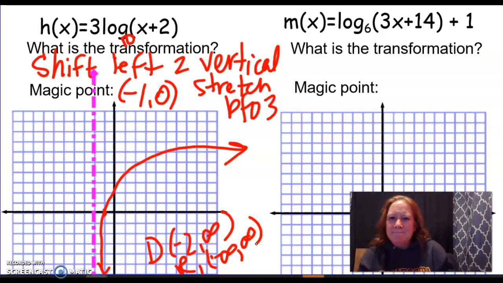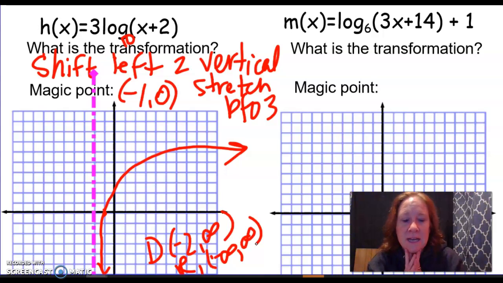Okay, this next one. Is this on your notes? I don't know, but it's really valuable. I know that I changed the notes from years past to put this one in here, because of what happens when you have the 3x plus 14. So it's going to shift left 14 divided by 3.